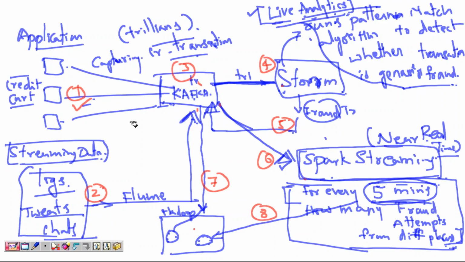Later, what can Kafka do here? Come to number 3. What is the problem of this Kafka? Here I am going to mark it as a problem. The third problem, the Kafka problem, is that it captures the record but cannot analyze whether the record is a fraud or genuine.